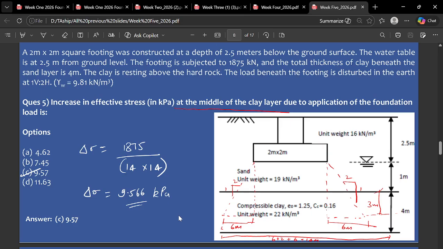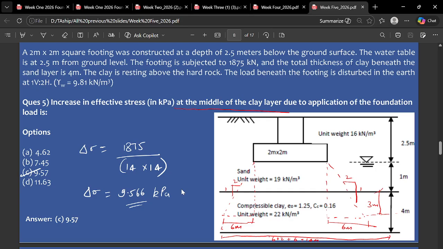Then in some of the questions, you will take into account the calculation of settlement of soil layers which are located not just beneath the footing but at a certain depth. So how can you take the settlement into account?